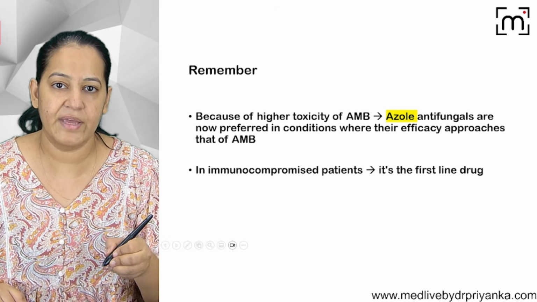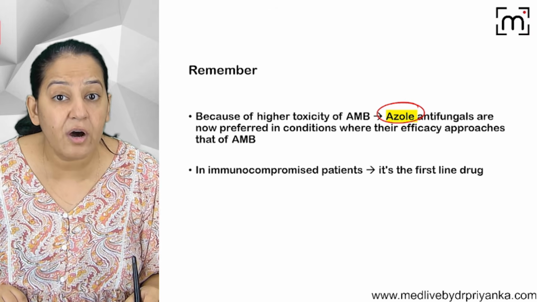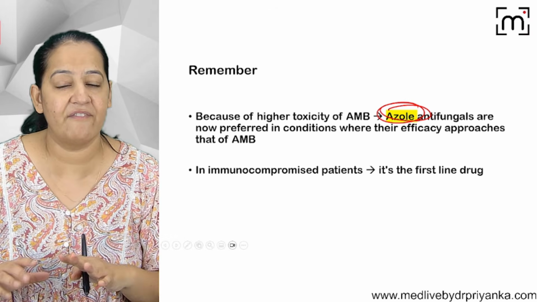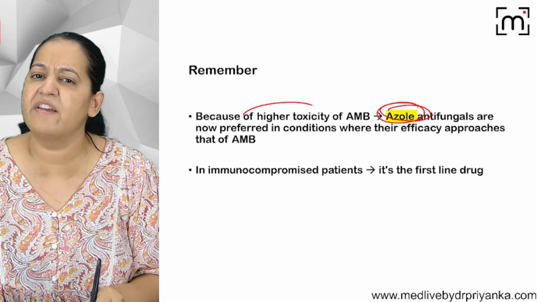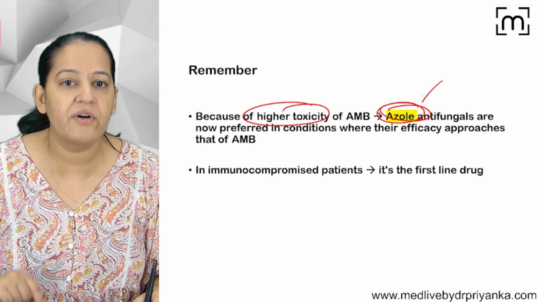You can see this table. Nowadays, I told you, we prefer Azoles because amphotericin B has many side effects. It has higher toxicity. The most important toxicity is nephrotoxicity. That's why we prefer Azoles.